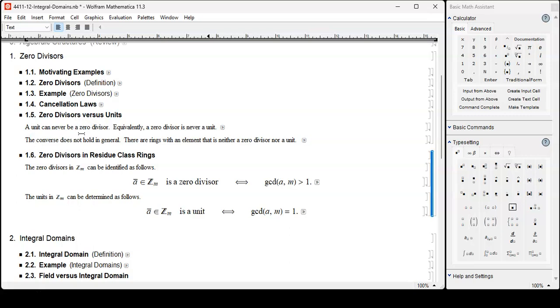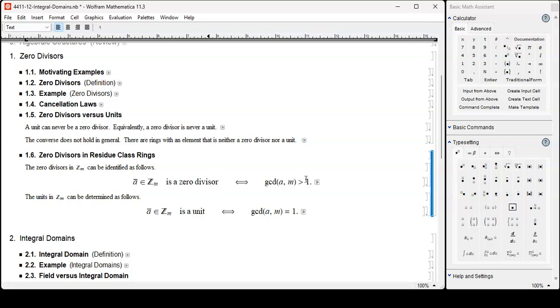Not a zero divisor, then not a unit? Not necessarily. Not a zero divisor, but still it doesn't have to be a unit. So there are plenty of examples. But for Zm, the converse is true. Not a zero divisor, then yes, it's a unit.